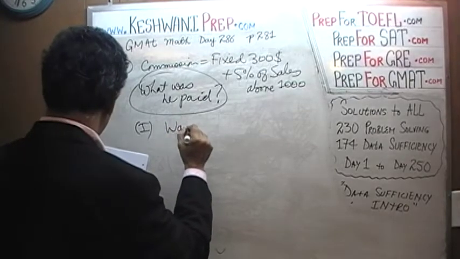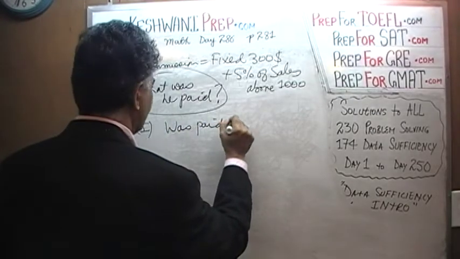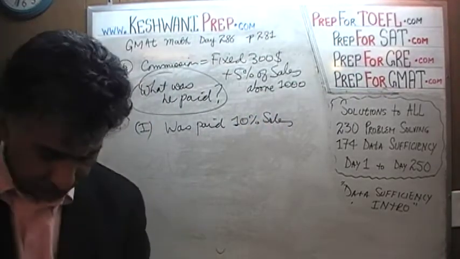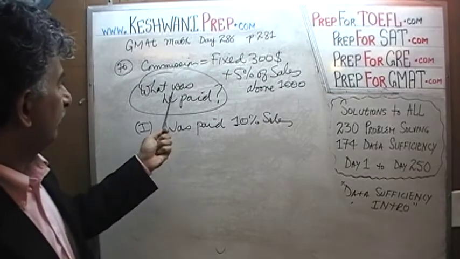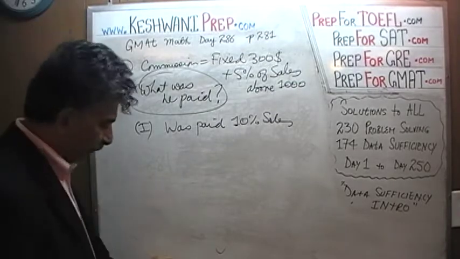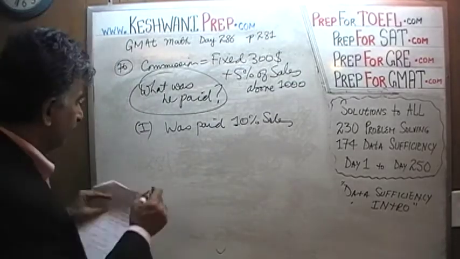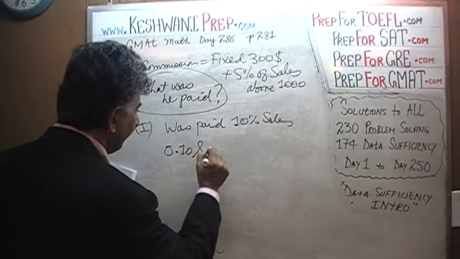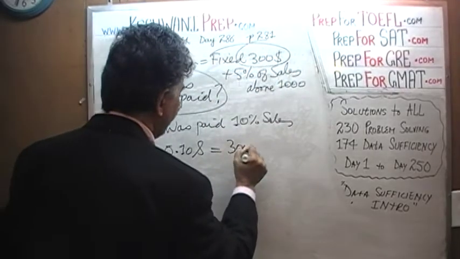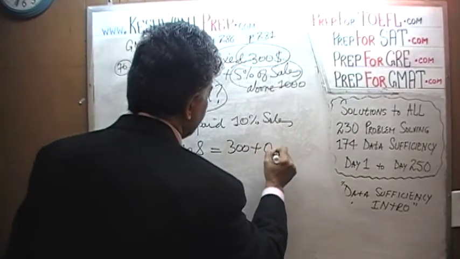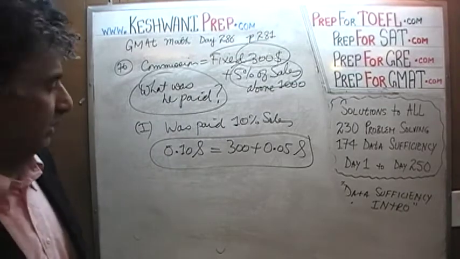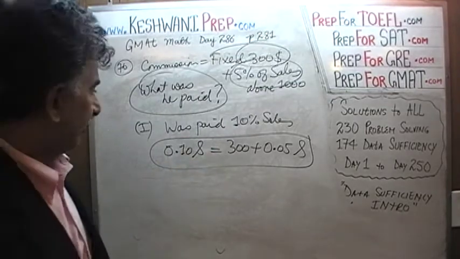We are told in the first statement that he was paid 10% of sales. Is that enough by itself? Is this statement enough by itself for us to be able to answer the question, what was the amount that he was paid? Let's find out. If we represent the amount of sales that he's making with the letter S, then he was paid 10% of S. But we also know that he's paid a fixed $300 plus 5% of the sales. There is a simple equation we have to solve for S, and that's it.